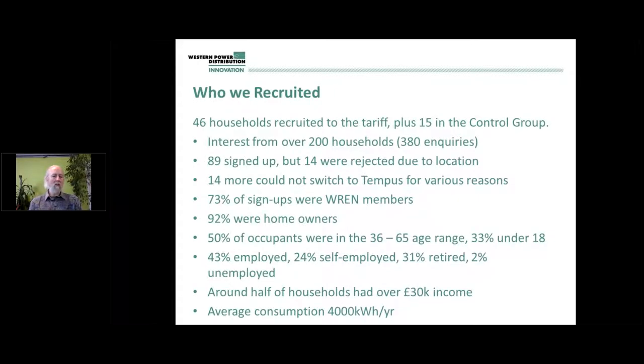Right, a bit on who we recruited. As Matt said, 46 households were recruited to the Sunshine Tariff itself, which is the dual tariff, plus 15 others in the control group, which were on a flat tariff, which was kind of in between the 18p and the 5p, it was 13 pence. We had interest from over 200 households, 380 inquiries, as obviously some of them enquired more than once.